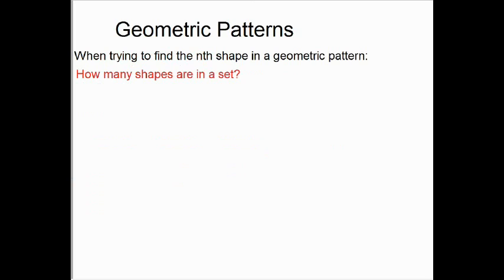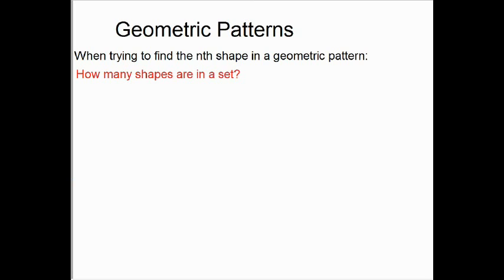When you're trying to find the nth shape in a geometric pattern, I just want to talk about that phrase nth for a second. As we've seen in previous videos, when we have pieces of information that can change, we can assign a letter, called a variable, to it. Here I'm assigning n to the position that we're at in the geometric pattern. So the first, second, third, or nth position is what we're talking about here. So we can figure out wherever we are in the geometric pattern, what shape will be there.